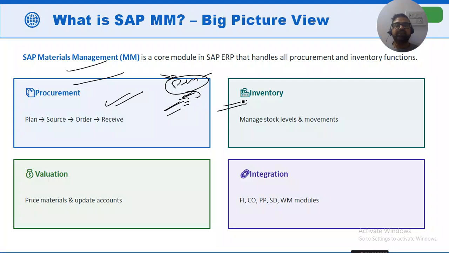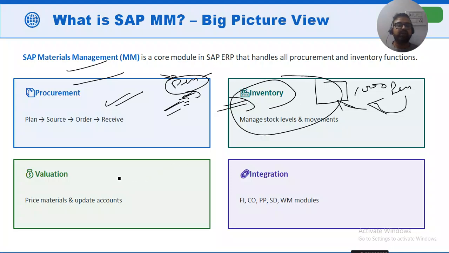Procurement, inventory, where we are maintaining the stocks. Suppose that I am requesting 1,000 pens, and these pens we need to place somewhere else in the plant. So this is inventory management. Valuation: what is the price of the pen, right? I have already explained valuation, which can be split at the plant level and company code level. So basically we recommend the plant level.